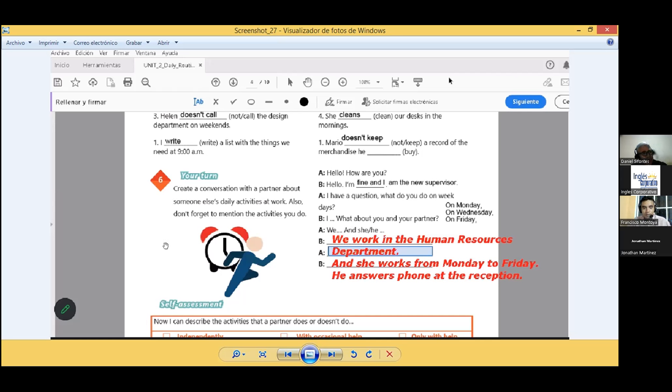Podría ser Operations Coordinator, ¿verdad? Operations Coordinator.